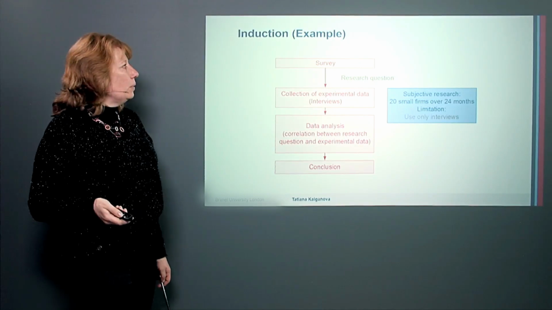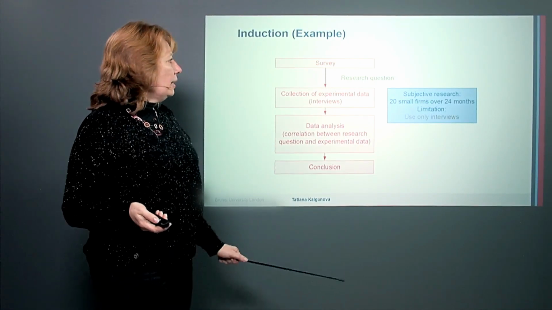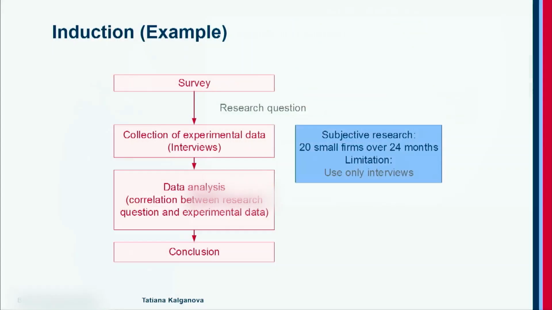Let's have a look at another example. We will speak about induction. From induction, for example, from a literature survey, we can have a research question, and we can collect experimental data using interviews only. Our data analysis will be a correlation of the research question and the experimental data.